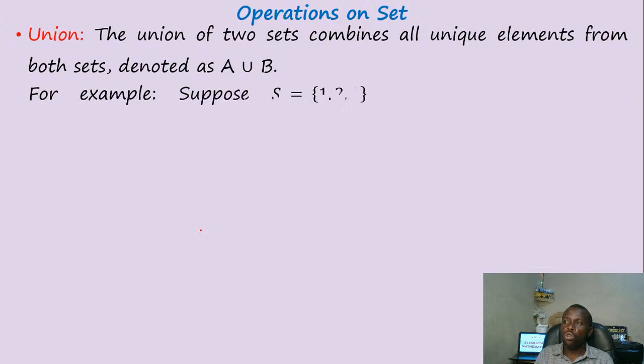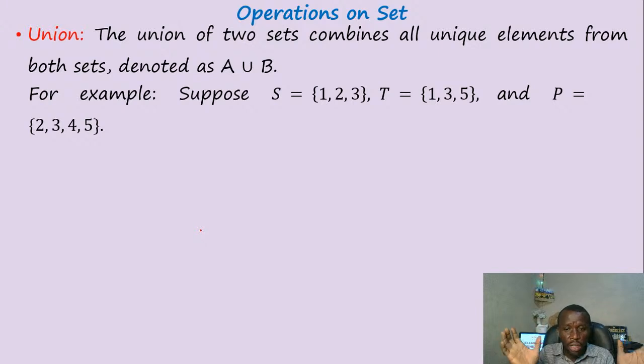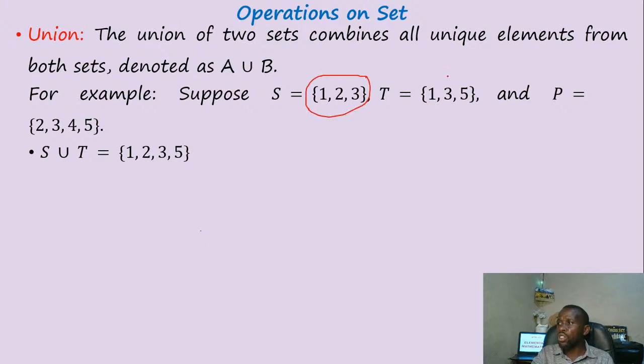Now, for example, suppose that we have S as 1, 2, 3, and then T as 1, 3, 5, P as 2, 3, 4, 5. Remember that these sets are finite. Okay. Now, let's find the union. For example, S union T. We are going to combine, so please pay attention. I'm going to combine the elements of S and the elements of T. But when you are doing that combination, there will be no repetition.